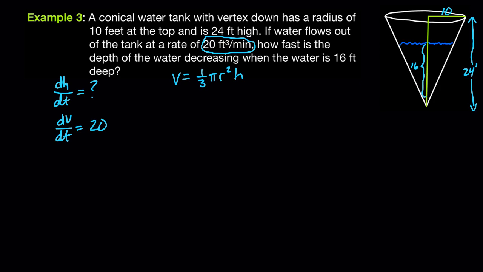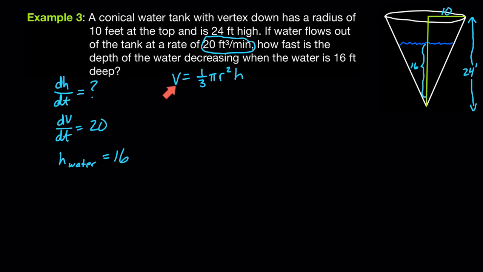All right. Now, other measurements that we are given: the cone has a radius of 10. The cone has a height of 24. And the question is when the water is 16 feet deep. So the height of the water is 16 feet. Now let's think about this problem for a second.